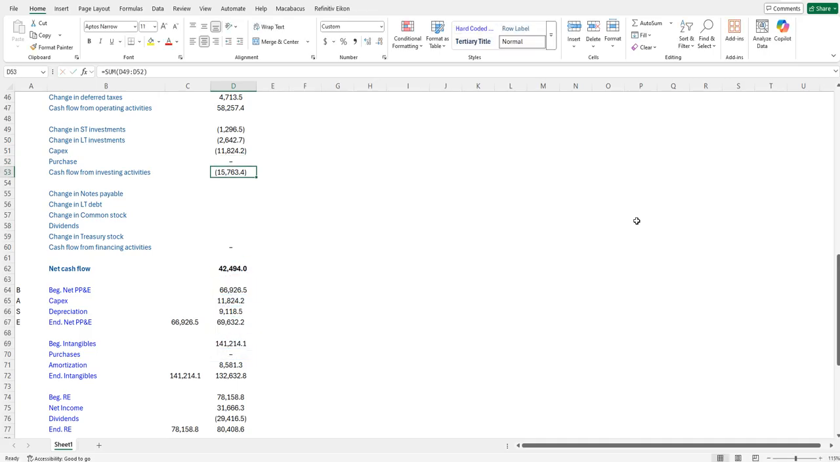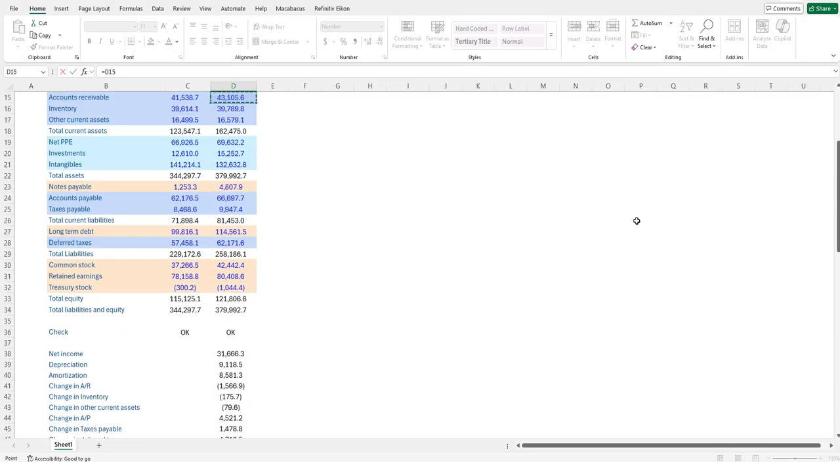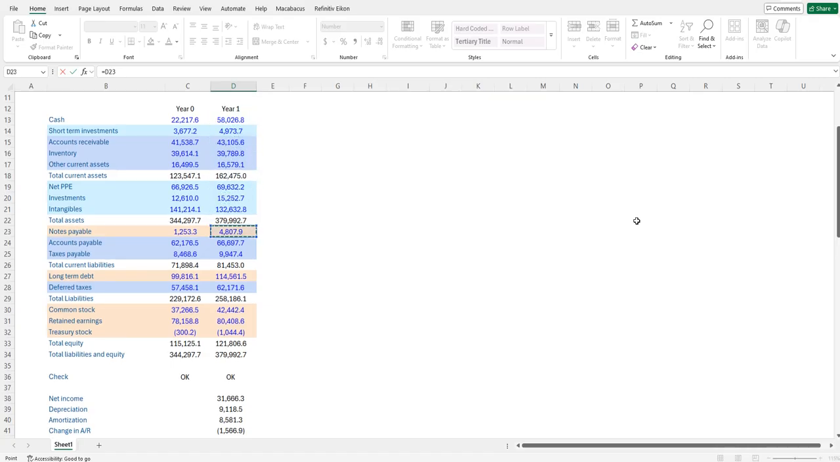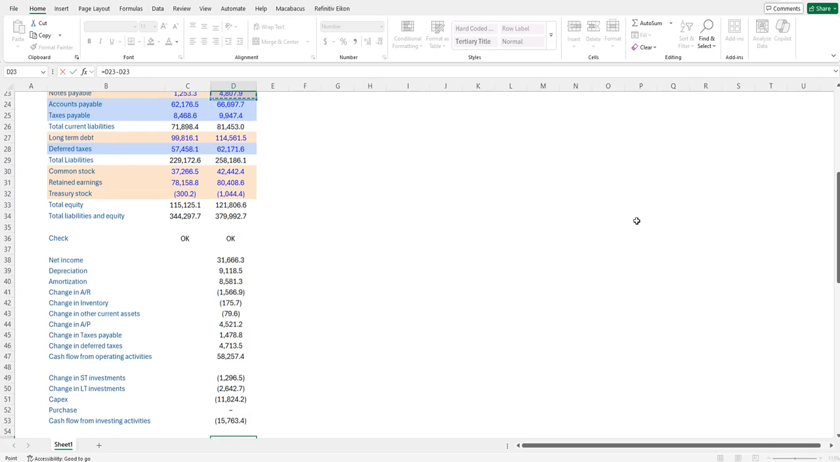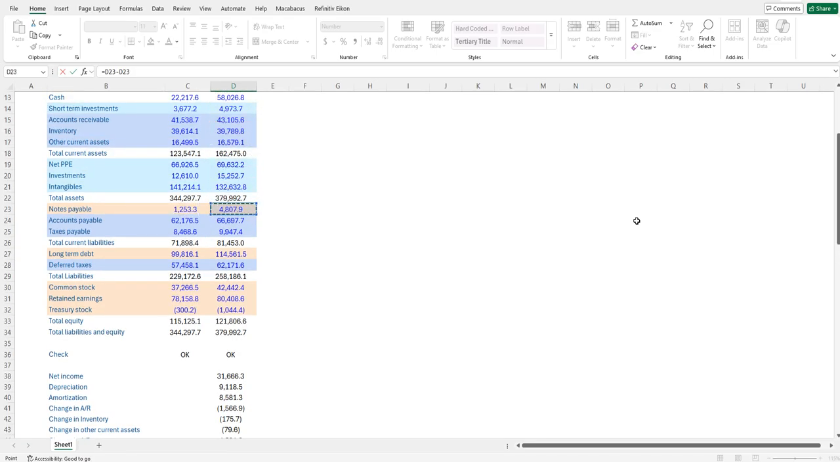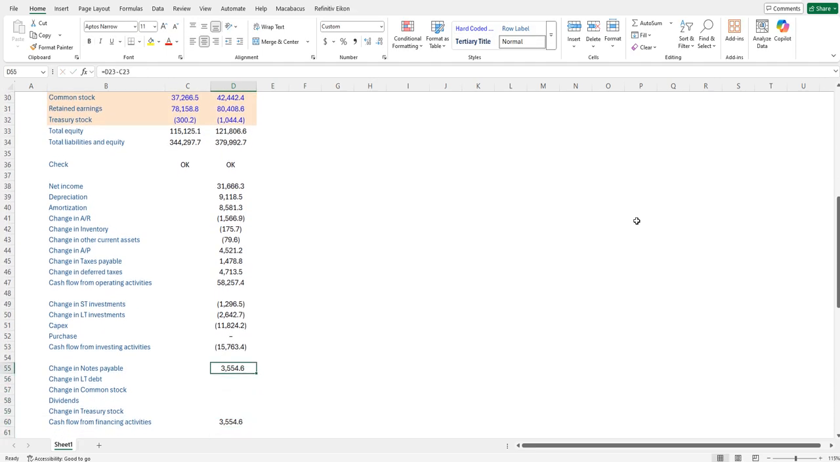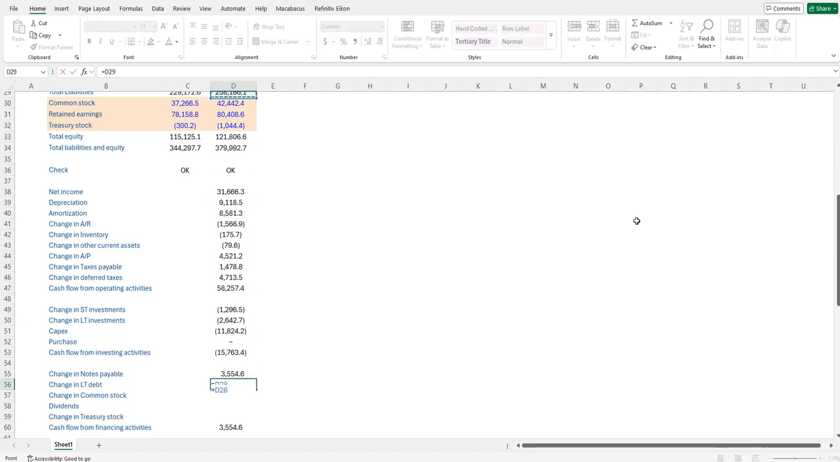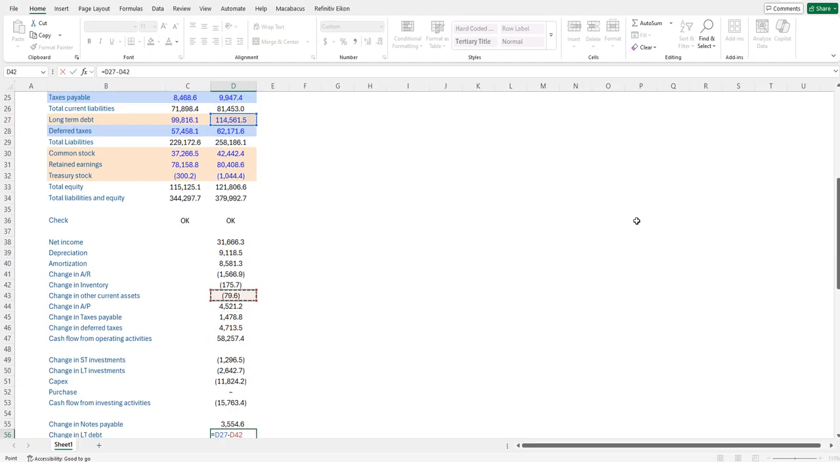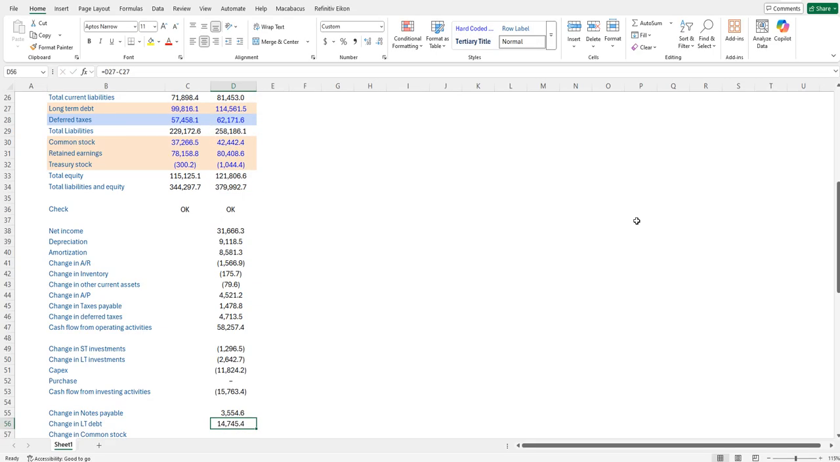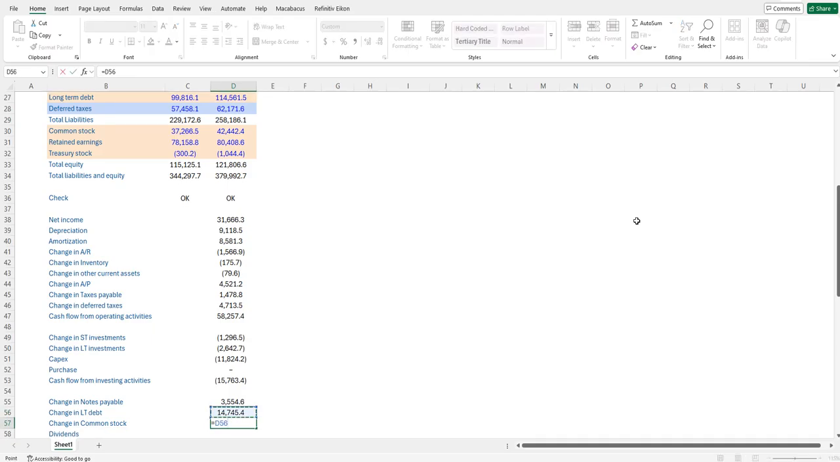Times negative 1. Okay. Change in notes payable. Go back to the financing items. Because it's a liability, you use the current year's figure to subtract the previous figure. Okay. Changing long-term debt. Now you get more cash. You see the increase in the current year's long-term debt. You get more cash from your bondholders, and you get more cash from your shareholders, and that's your capital structure.